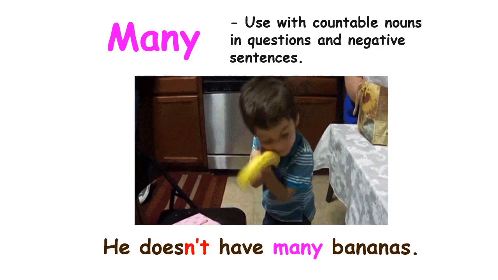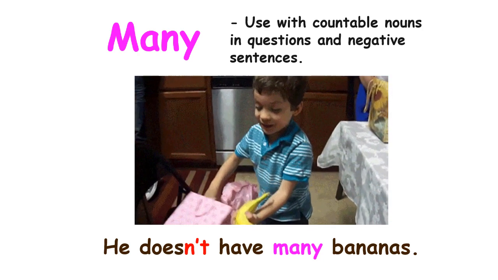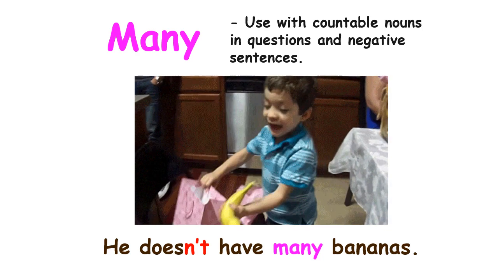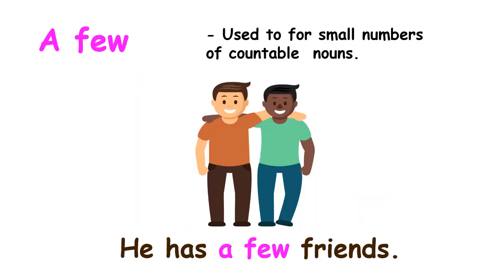Many is a quantifier we use with countable nouns. A countable noun is like apples, something you can count. He doesn't have many bananas. A few is used for small numbers, for countable nouns. He has a few friends.